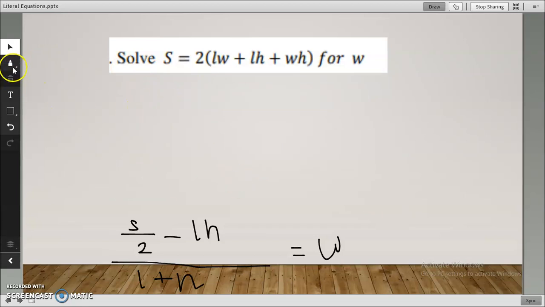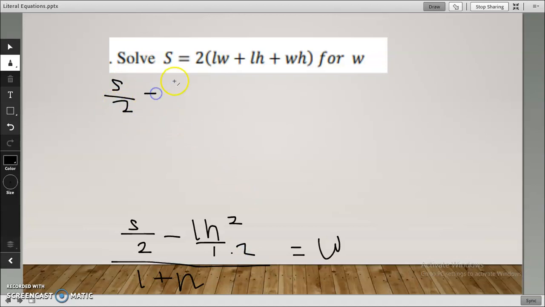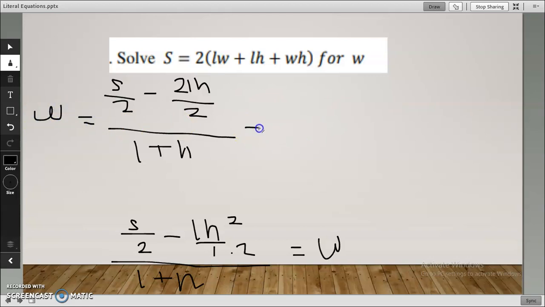All right, so I have an invisible over 1 here, right? And I need it to be 2. So I'm going to multiply this top by 2 and this bottom by 2. So I get s over 2 minus 2lh over 2, everything over l plus h. So then everything is still equal to w. I'm going to put it equal to w over here so we don't forget that. I can now put this all s minus 2lh over 2, everything over l plus h.